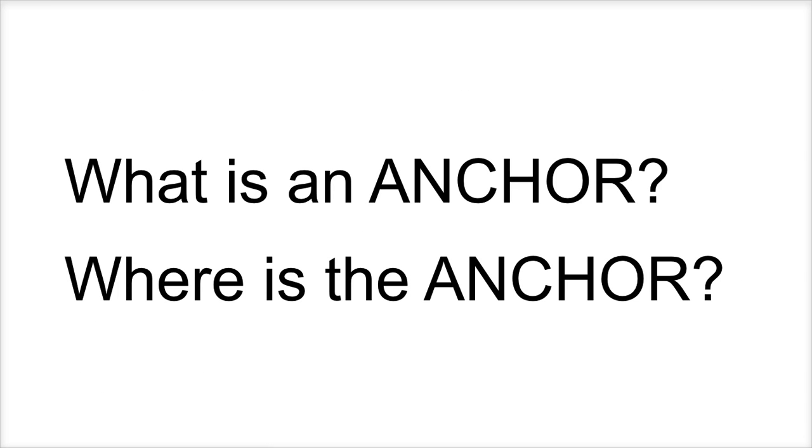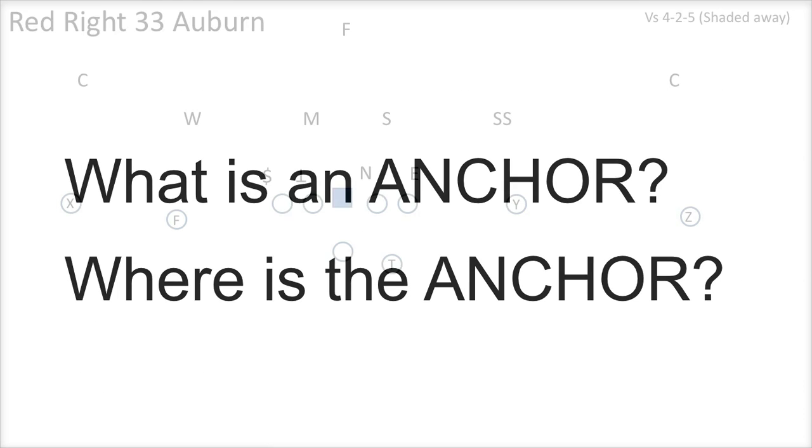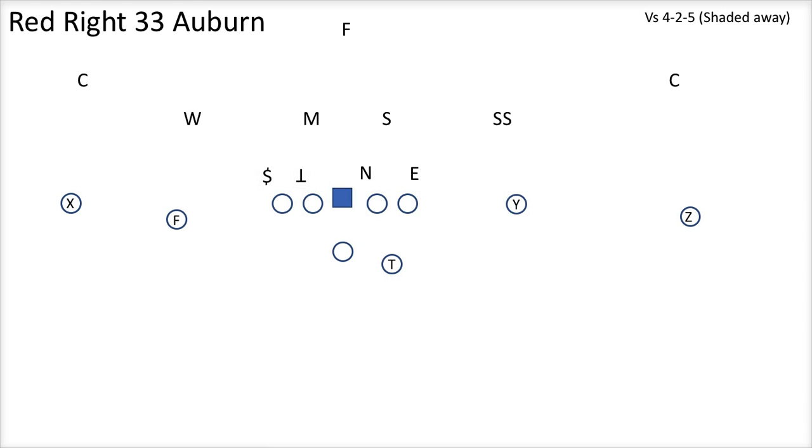What is an anchor, and where is the anchor found? On this play, red right, 33 Auburn, we know that's an inside zone. We know the tailback is going to get the ball and run toward the offensive left. We know the quarterback is going to either hand the ball off or keep the ball. So the first thing we need to do is identify the anchor. And who is the anchor?